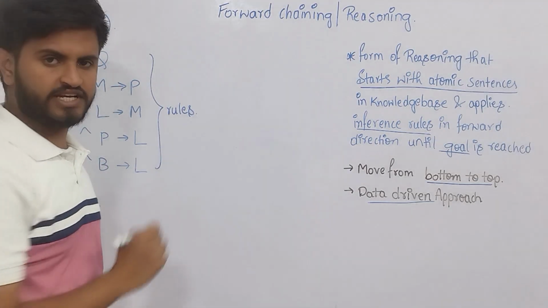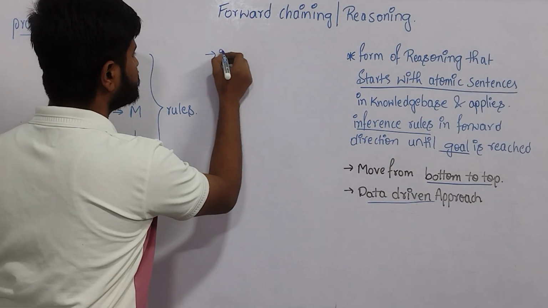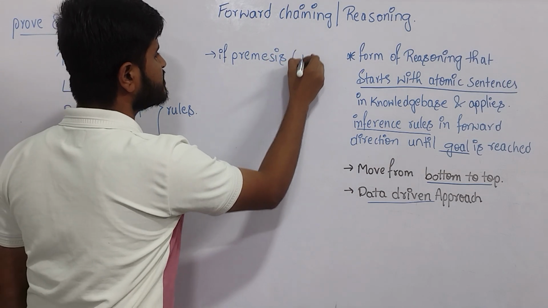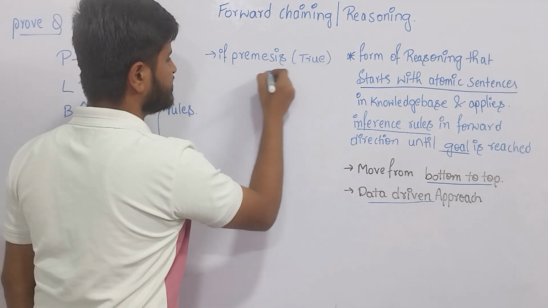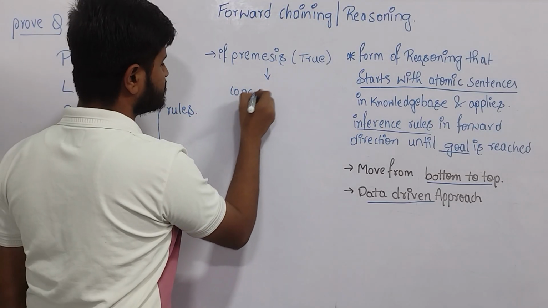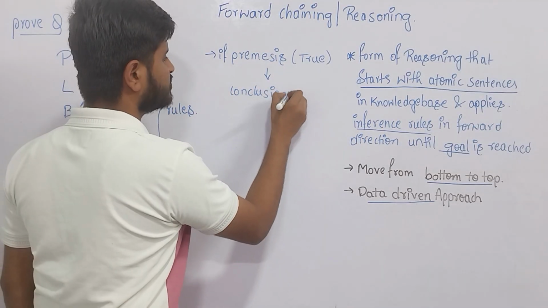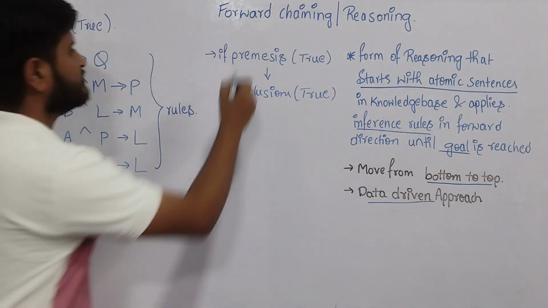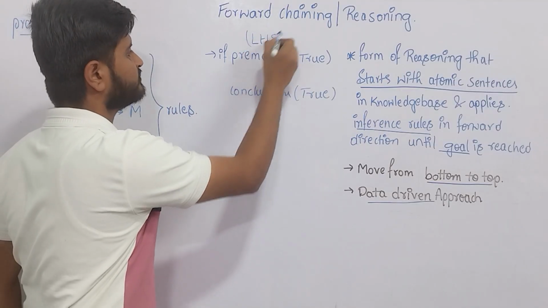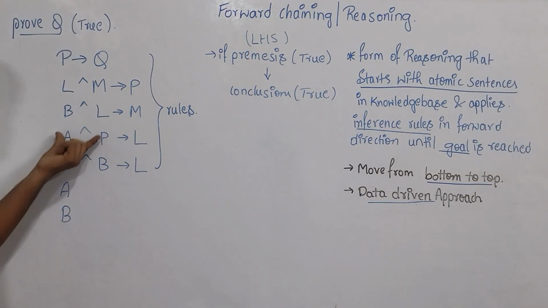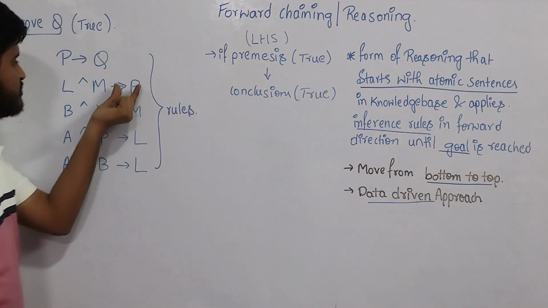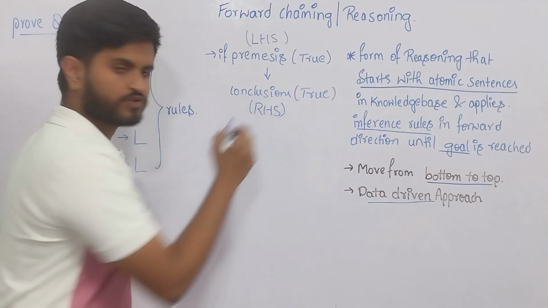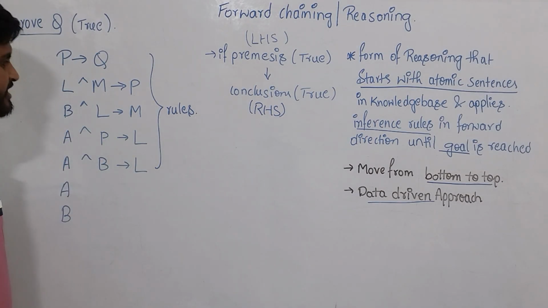So in this forward chaining we can tell that if premises are true, then you can tell the conclusions are also true. So what is this? If you see, we can tell the premises as the left hand side of the equations. If the left hand sides are true, then you can tell the right hand side, which are the conclusion, as true. If left hand side are true, right hand side will be true.